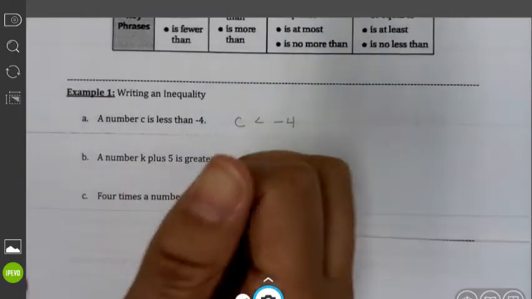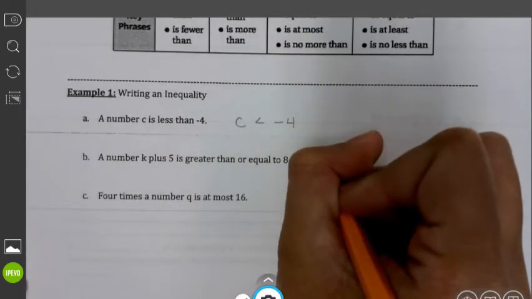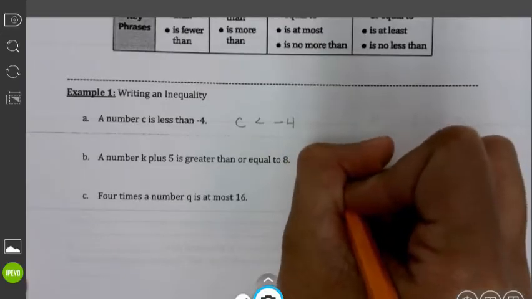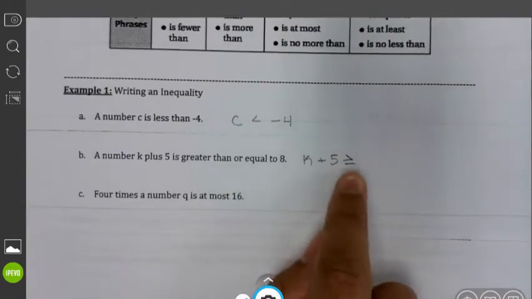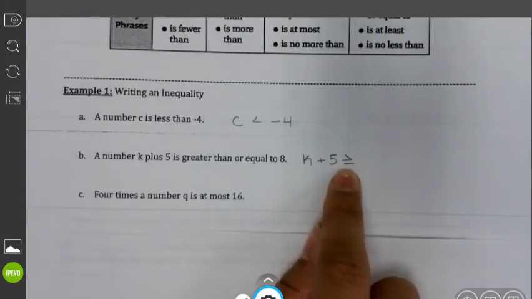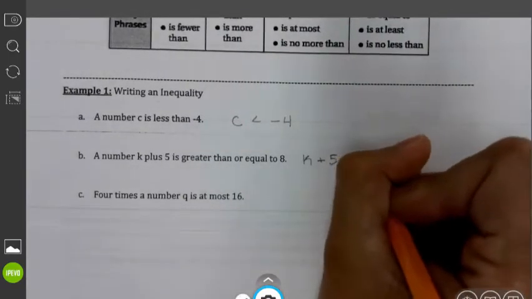A number K plus 5 is greater than or equal to, notice the equal to symbol is like half of an equal sign, to 8.